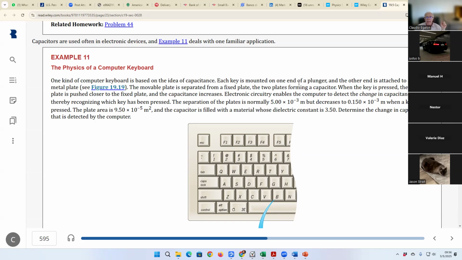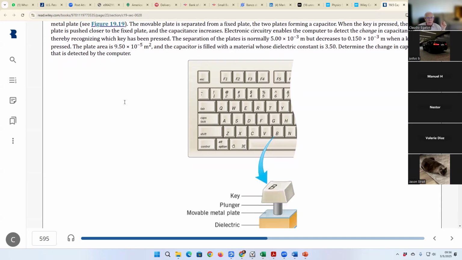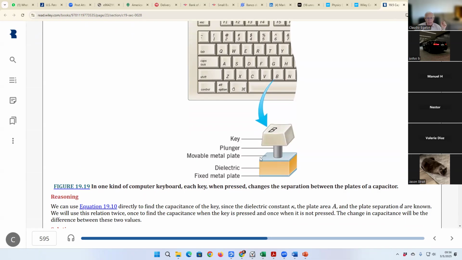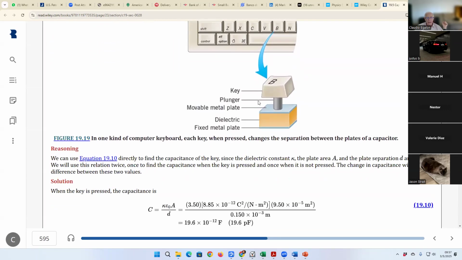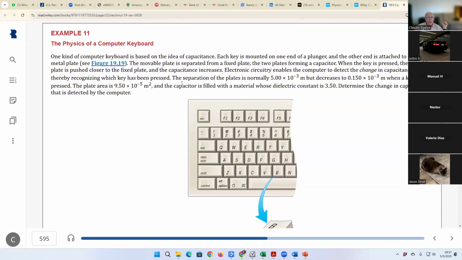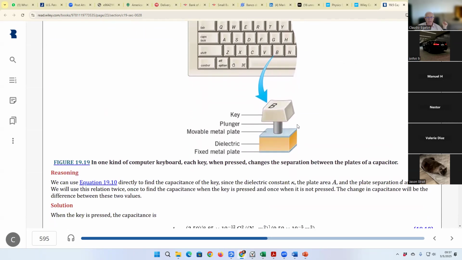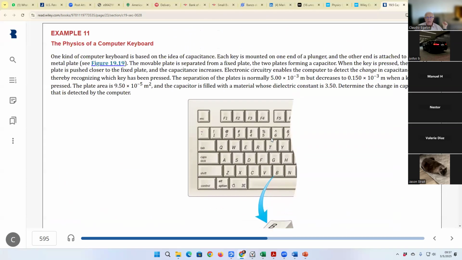Each key is mounted on one end of a plunger, and the other end is attached to a movable metal plate. See figure 19.19. Here you go: movable metal plate, plunger, and movable metal plate right in here. Here's the key B, for the letter B. The movable plate is separated from a fixed plate. That's the movable plate, and that's the fixed metal plate. The two plates form a capacitor.